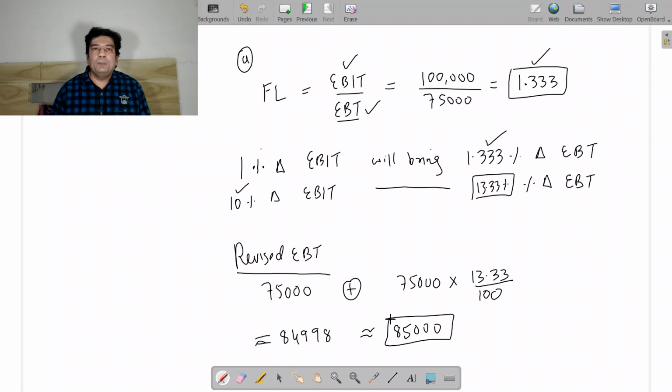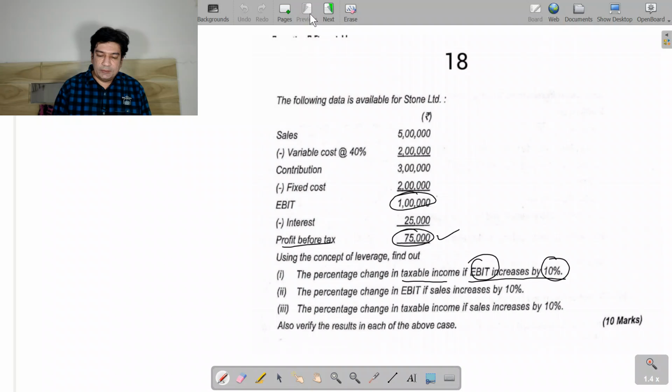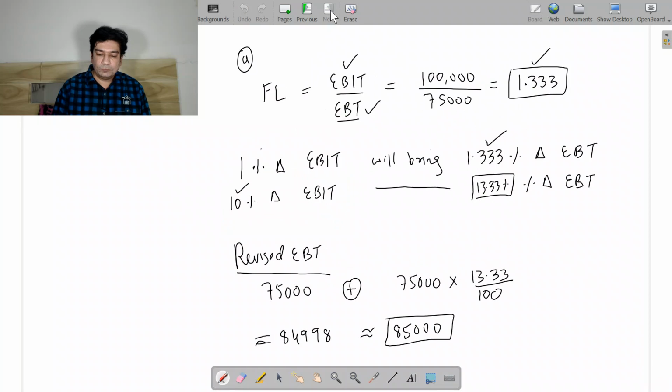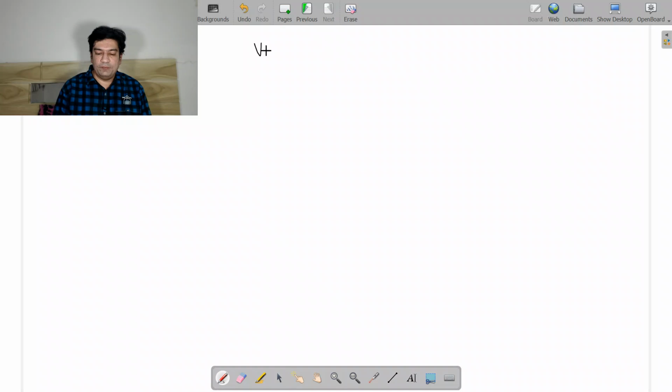So very simple part, you need to know all the 6 formulas and then you need to apply those formulas. Now my revised EBT is 85,000. Now what they have said is that you have to verify the results. So you have to increase your EBIT by 10%. So now we are verifying the results.